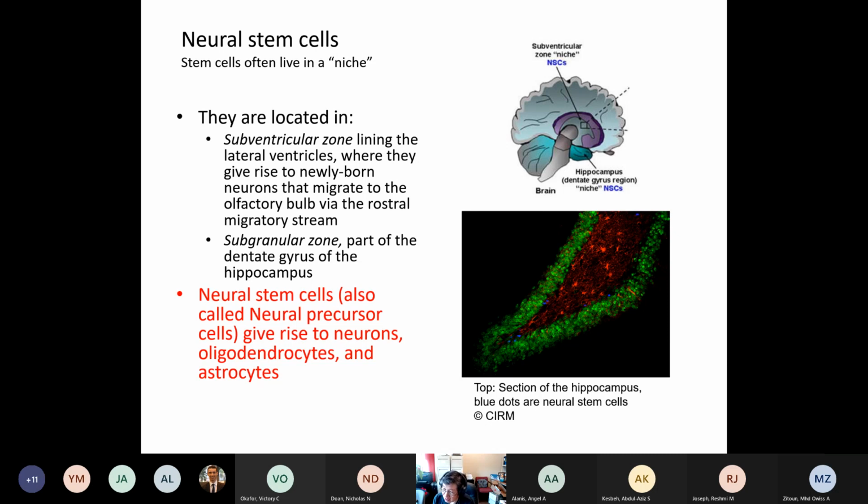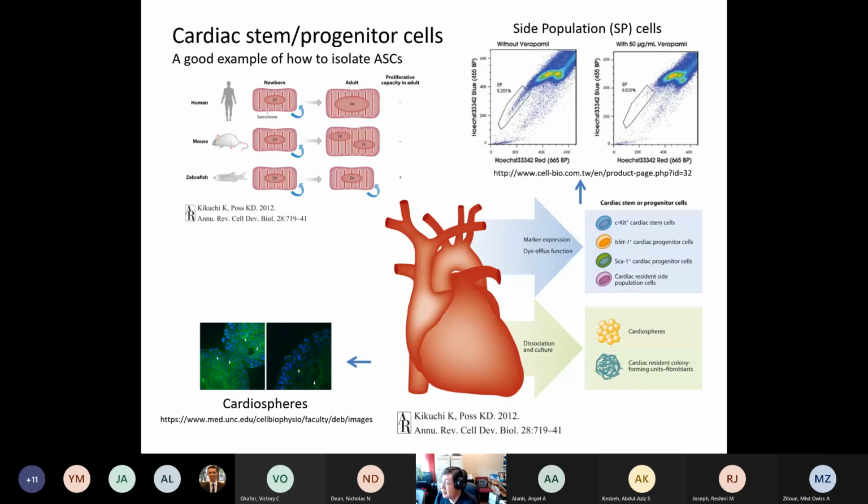But according to what we have learned in the previous lecture, the 2 criteria are fulfilled. They can self-renew and they will differentiate. So that's a stem cell there. They live in a special environment in most times in adult tissues. So that's one example, the neuron stem cell. And then on this slide, I'm going to introduce to you another adult stem cell type, that's cardiac stem cell.